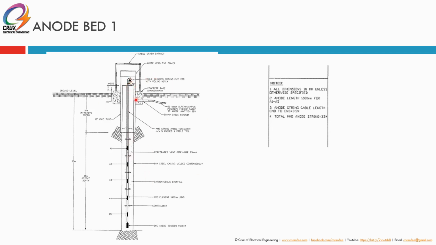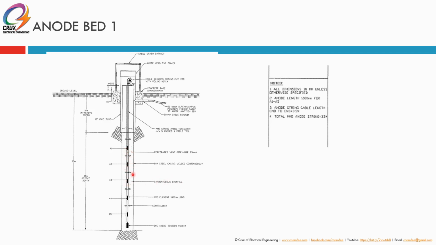So you have your MMO, which is just a string of multi-metal oxide, and there is also a perforated vent pipe hose. When there's some reaction, there'll be some gases released within this anode, so that vent pipe allows the gas to be released. You also secure it with an 8-inch steel casing welded continuously, and carbonaceous backfill, which is the ground enhancement material.